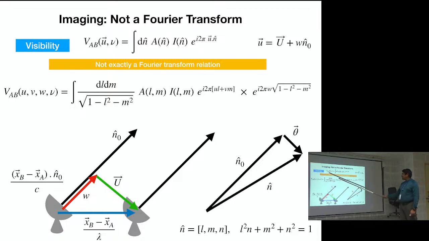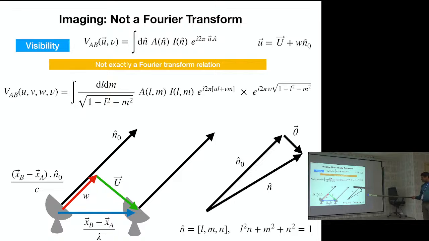So now what I have done is I have expressed U in terms of its components, which is U, V, and W. U is a component along the east-west direction, V is a component along the north-south direction, W is a component along the line of sight, and then the integral looks like this, which we had written there as well. A n cap looks like this, I n cap looks like this, so this I or delta I is the same thing for me. And then in the exponent, U dot n cap becomes Ul plus Vm plus Wn, but remember that n is related to l and m in this way. So l square plus m square plus n square equals 1. So that is what is sitting over there.